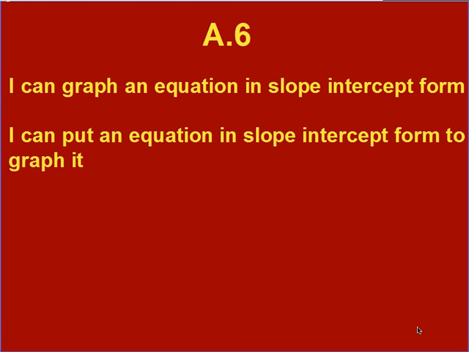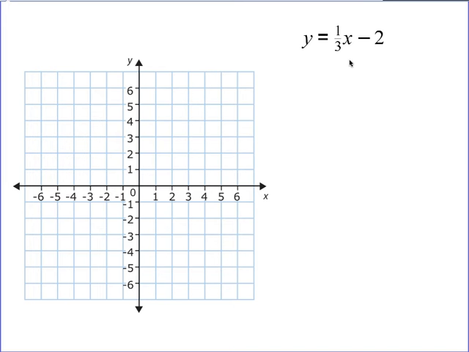This video will review SOL A.6, which says I can graph an equation in slope-intercept form, and if I get an equation that's not in slope-intercept form, I can put it in slope-intercept form so that I can graph it. So, here's an example, y equals 1/3 x minus 2. If we want to graph that, there are two things that we can do, and I'll show you both of them.